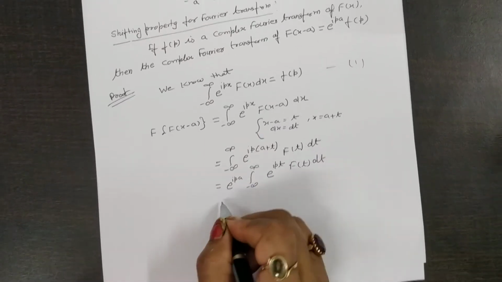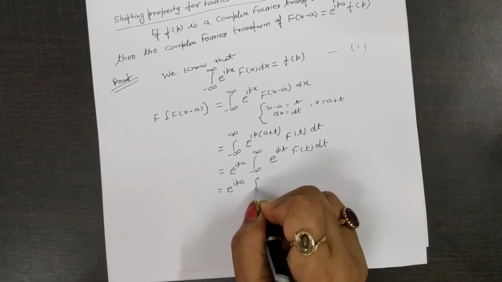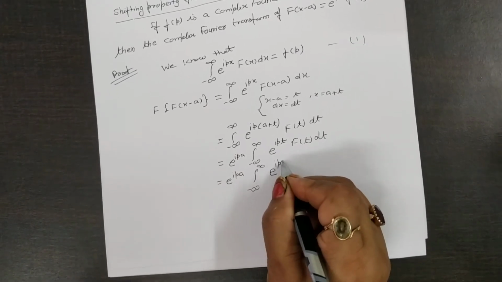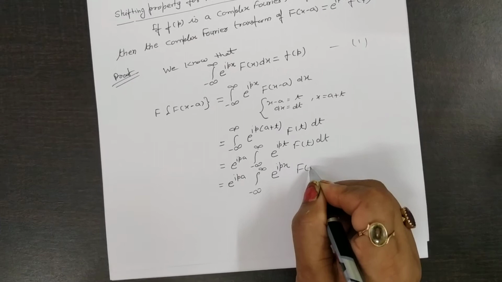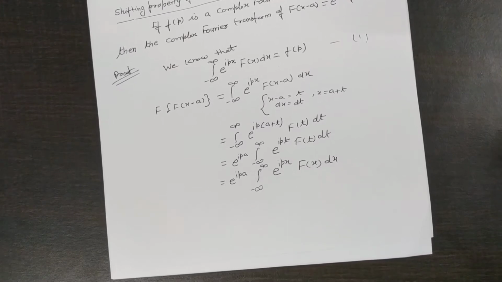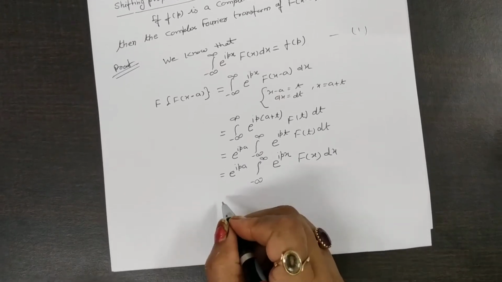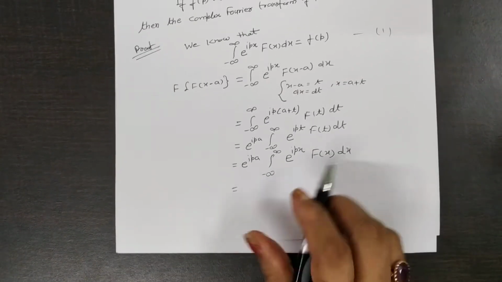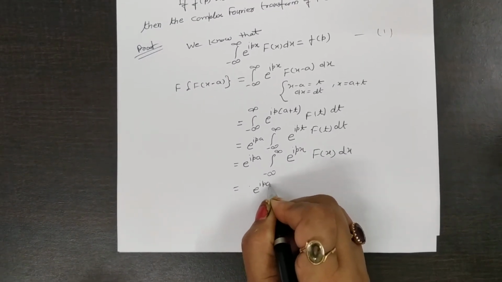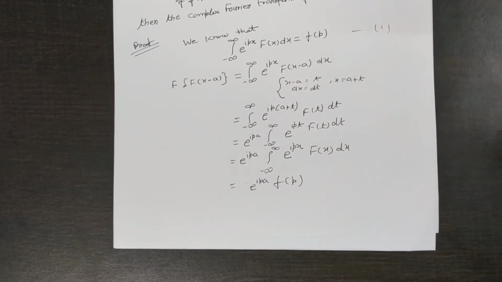Similarly, by the definite integral property, this can be written as e to the power ipa times the integral from minus infinity to infinity of e to the power ipx f(x) dx. Here we use the definite integral property that the integral from a to b of f(x) dx equals the integral from a to b of f(t) dt. This becomes F(p). So this is equal to e to the power ipa times F(p). This is the shifting property.